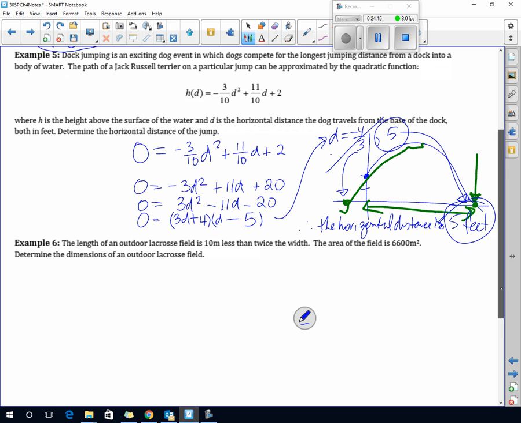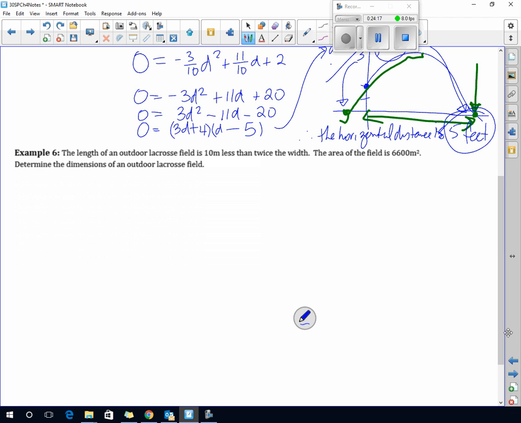The length of an outdoor lacrosse field is 10 meters less than twice the width. The area of the field is 6,600 meters squared. Determine the dimensions of an outdoor lacrosse field. So what would be the first thing we do here? Huh? We would draw a picture. Here's my lacrosse field. And it's saying that the length is 10 meters less than twice the width.